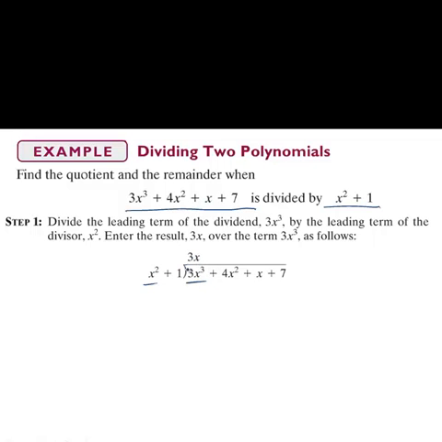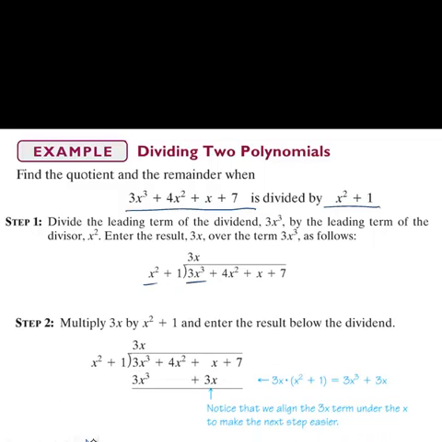So you put 3x up there, and then you multiply. 3x times x squared plus 1 is 3x cubed plus 3x. Right? 3x times x squared is 3x cubed, and 3x times 1 is 3x. Notice that we have a missing term here, so you could write a plus 0x squared. And then you subtract. Make sure that you line up like terms, by the way. And then you subtract.